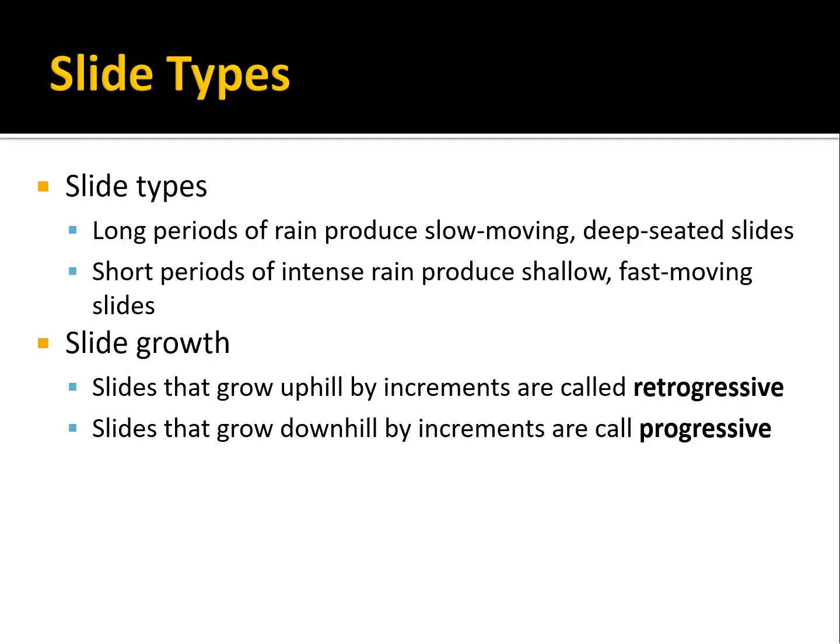Sometimes the slide starts downhill and the sloughing of the soil and the movement progresses uphill. That's called a retrogressive slide. And sometimes they start at the top and move down, and that's called a progressive slide.